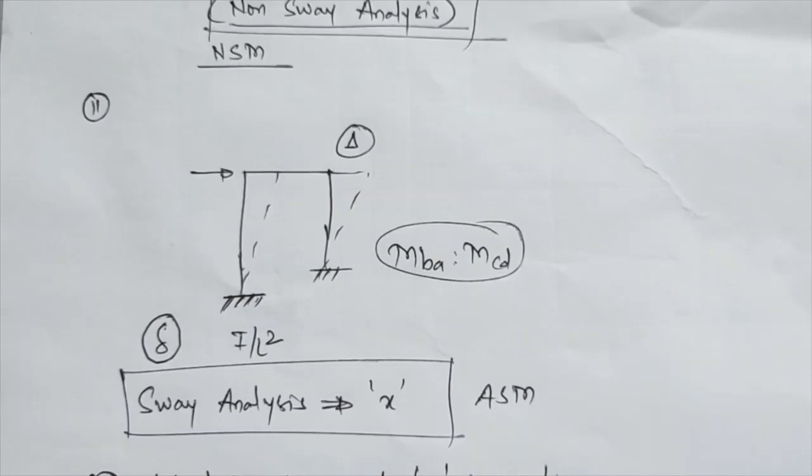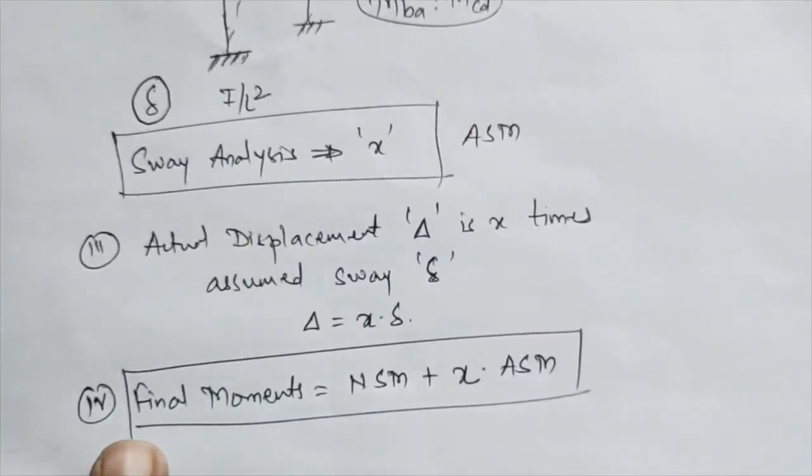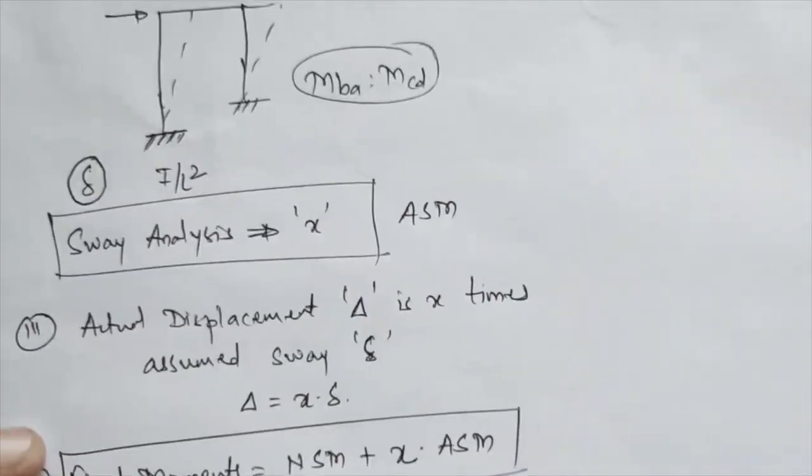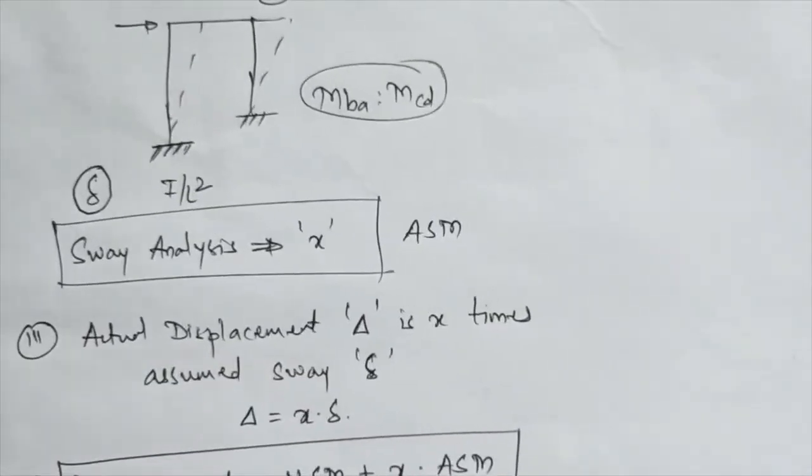In that correction, X will be applied. That correction you have to apply to the total displacement over there, and at last you have to obtain the final moments, which is equal to non-sway moments plus X times the actual sway moments. Okay, so using this concept you have to carry out the sway analysis for moment distribution method.